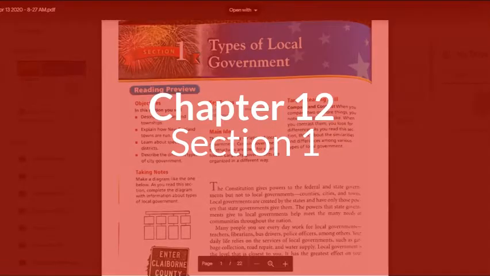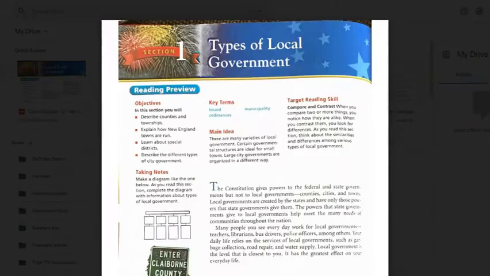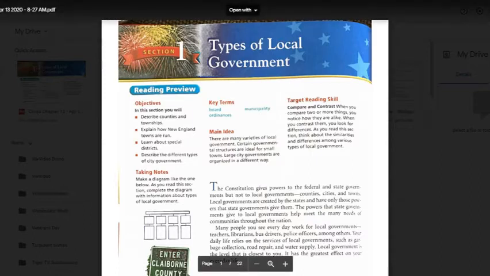Chapter 12, Section 1, Types of Local Government. All right, so when you're looking at this, here are the objectives. We want you to know the difference between the county and a township. We want you to be able to explain how the New England towns were run. We want you to learn about special districts, and we want you to be able to describe the different types of city government. So those are the 4 things we want you to do, all right?